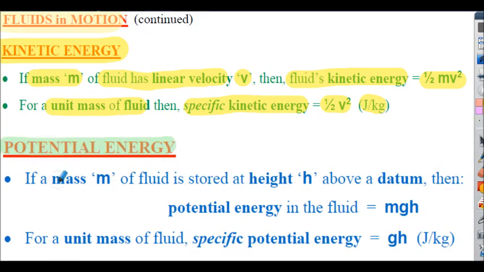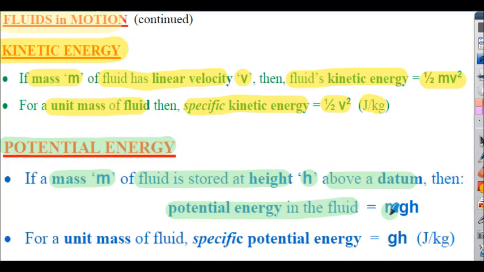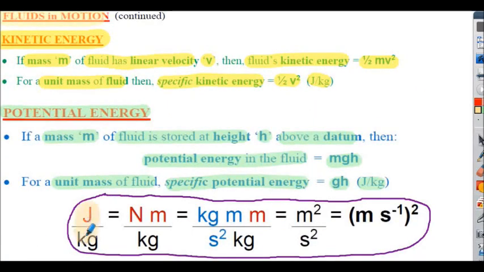Potential energy: if mass m of a fluid is stored at height h above a defined datum, then the potential energy in the fluid equals mgh, mass times gravitational acceleration times the height. Or for a unit mass of fluid, the specific potential energy is simply gh, SI unit joule per kilogram. And purely for reference, the unit of the joule per kilogram, when derived in base SI units, can be shown to be the meter per second all squared.